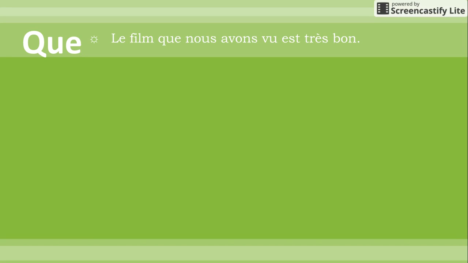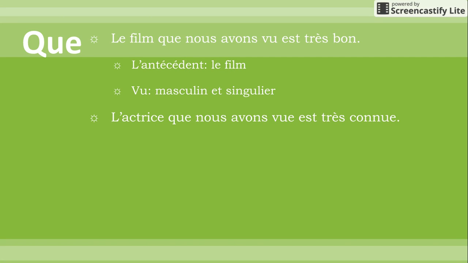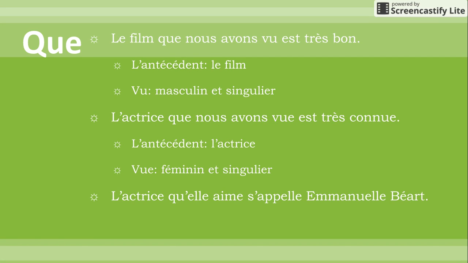Okay, so the film that we saw yesterday is good. Our antecedent is the film. In the passé composé, the past participle vu. We don't have to make any extra steps to have it agree because film is masculine and singular. L'actrice que nous avons vue est très connue. Since our antecedent is the actress, the word vue has an E at the end to signify that the actress is a feminine noun.